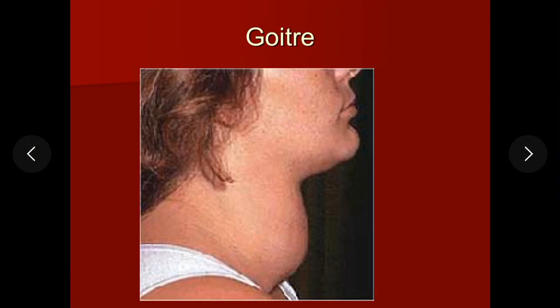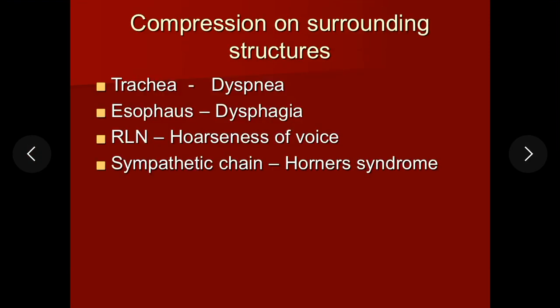In certain cases, the enlargement of the thyroid gland will be so large that it will compress the surrounding structures and produce effects depending upon the compression. One is if it presses on the trachea, its immediate posterior relation, it can lead to dyspnea. Esophagus, it can lead to dysphagia. Recurrent laryngeal nerve, very closely related.